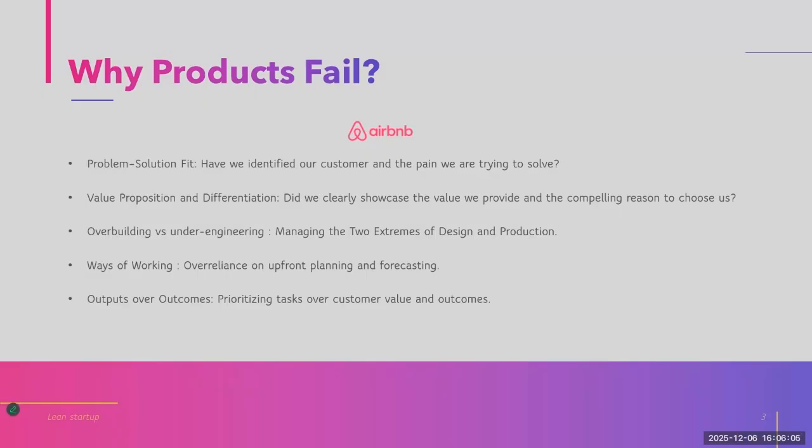So the first thing that we are trying to discuss is why do products actually fail? One reason could be that we really don't know what is the problem that we are trying to attack. Are we really trying to solve a problem? That's why we have a product, right? That's the point. Take, for example, Airbnb.